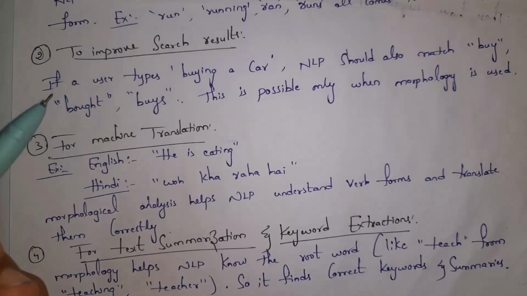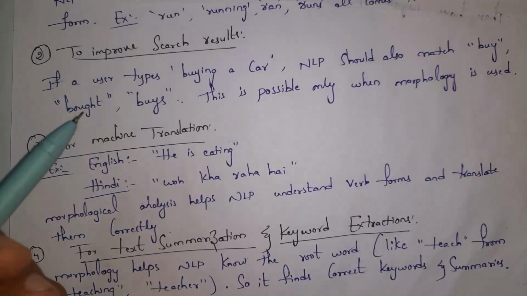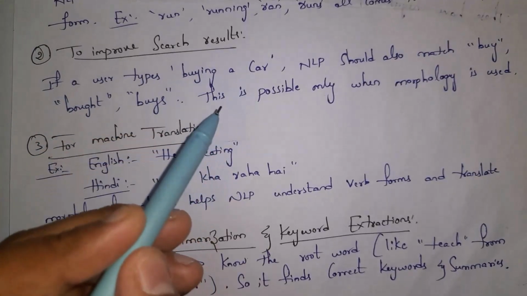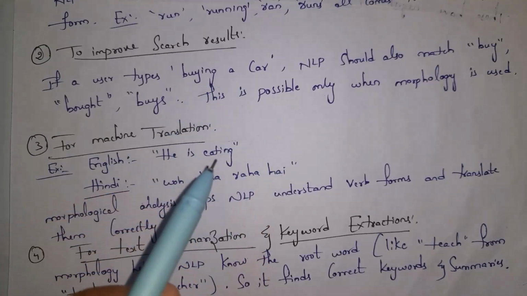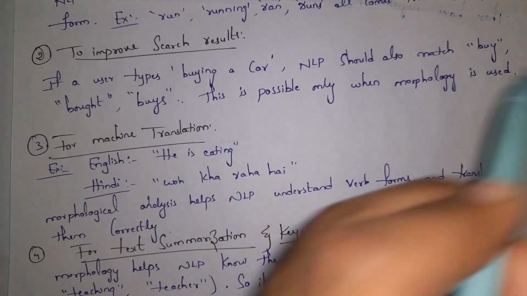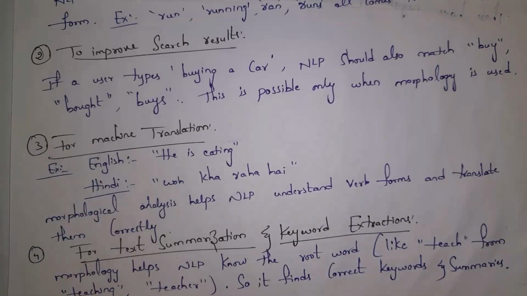As for example, I want to buy a car. So in Google I will type buying a car. Whenever I type buying a car in Google, then Google will also search for buy a car, bought a car, and buys a car. So I will get so many results, and this is possible with the help of morphological parsing and modeling. And the third one is for machine translation.